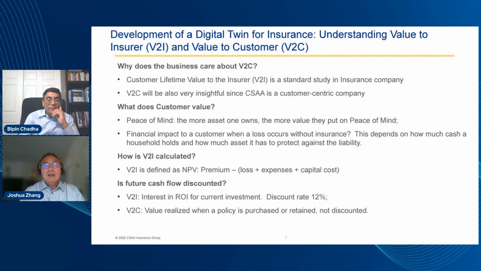So you can see both V2I and V2C are about long-term value. So how do we deal with the future time? Specifically, do we need to discount future cash flow? Due to the difference of focus between insurer and the customer, V2I is discounted because the insurer's interest is about a return of investment, and the investment is actually put down right now. But for customer V2C, we don't have to discount because the value is realized when a policy is purchased or renewed.